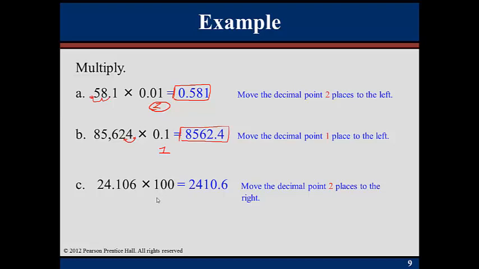And then the last one, this time we're going to multiply 24.106 times 100. Well, there are 2 zeros in 100. So we're going to move our decimal 2 places to the right. So if there's zeros, you go to the right. If it's decimal places, go to the left. So zeros to the right, so 1, 2. So now we have 2,410.6.